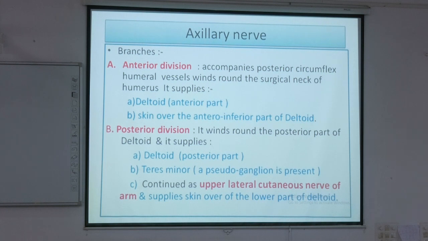Anterior division, moving round the surgical neck of the humerus, supplies the anterior part of the deltoid and the skin over the anterior part of the deltoid. That is the regimental badge area. Posterior division supplies the posterior part of the deltoid and the teres minor.